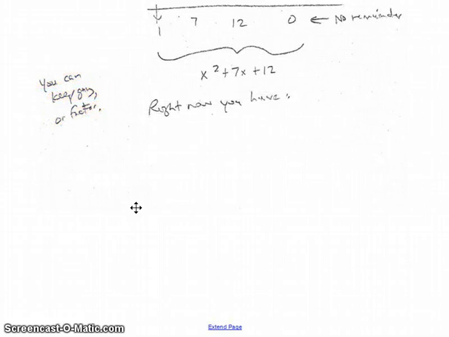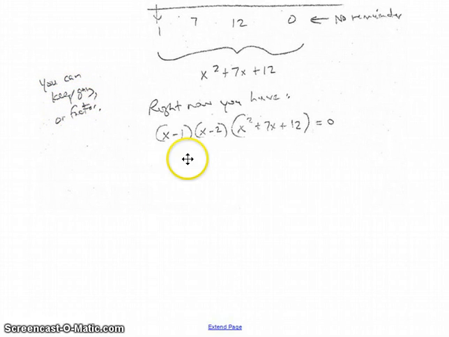I have, at this point, got it factored down to this point. I said that 1 is one of the zeros, so x minus 1 is one of the factors. I said that 2 worked, so x minus 2 is one of the factors. And the remaining factor is this trinomial, this quadratic that I've already talked about. Well, I'm going to go ahead and factor it.